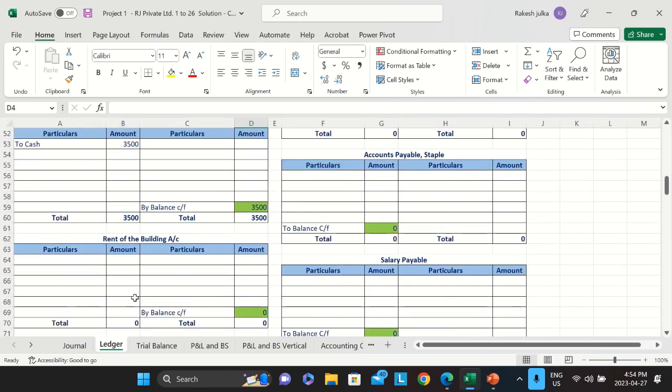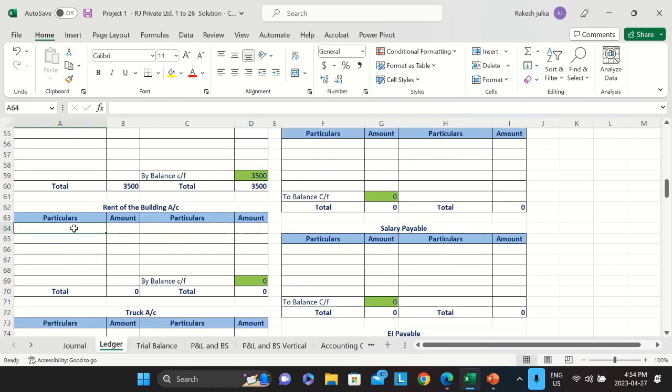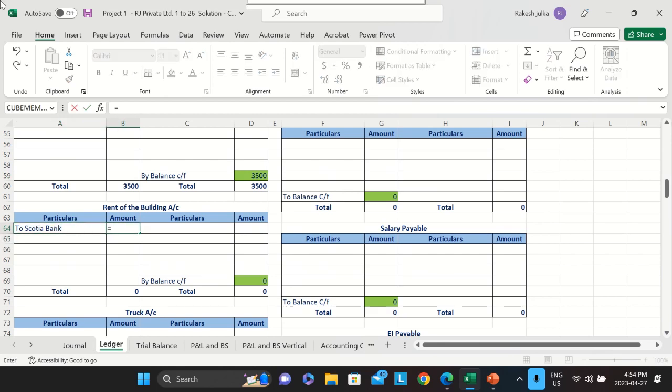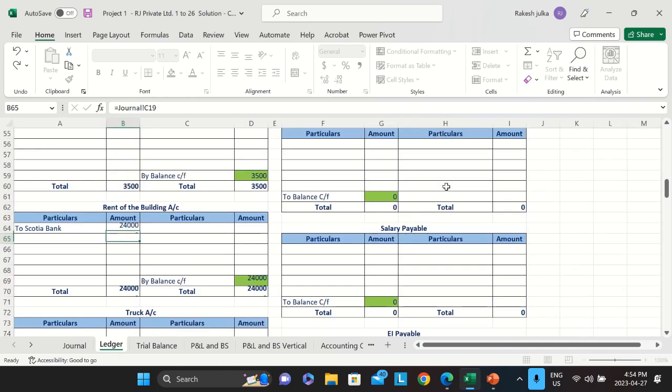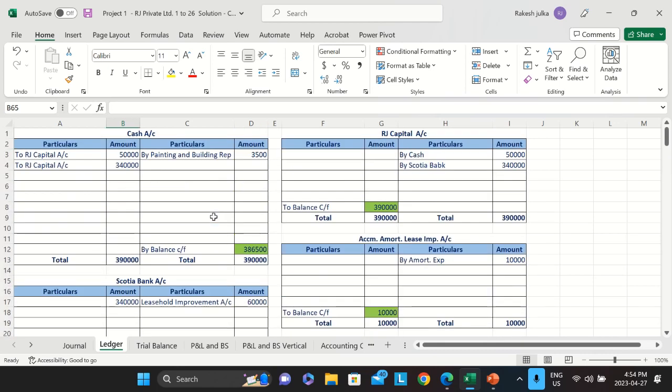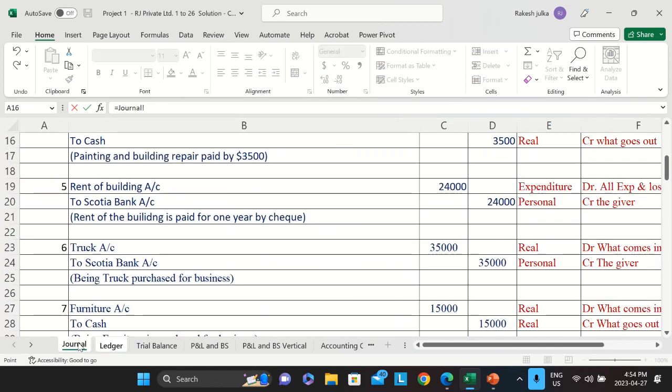Rent of the building to Scotiabank. So where is the rent of the building as the expenditure to Scotiabank? Okay, so amount here is rent of the building 24,000, and in Scotiabank we will write rent of building. So Scotiabank by rent of building, right? So here is equal to sign, go to journal, transaction number 5, Scotiabank, 24,000.